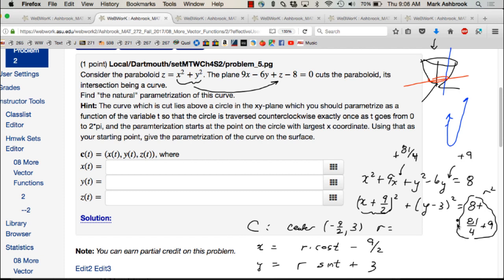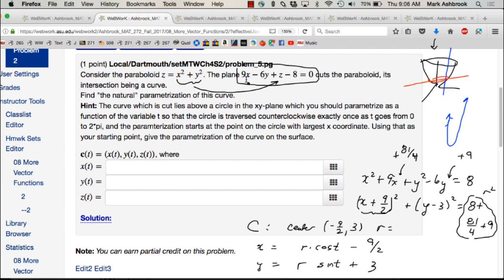Okay, so whatever we got here for r squared, you take the square root, that's going to be your coefficient on cosine and sine. And then your offset is going to be by the amount of where the center is, right? So we want to go left 9/2, and we want to go up 3. So that will be our x and y. And then z we can just find by using this equation.